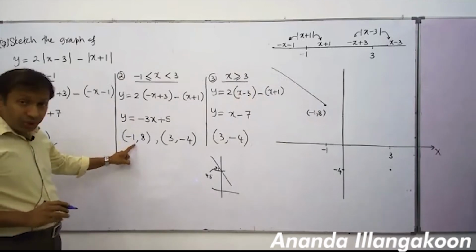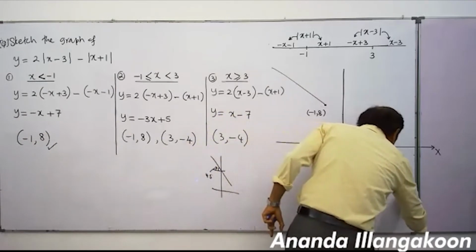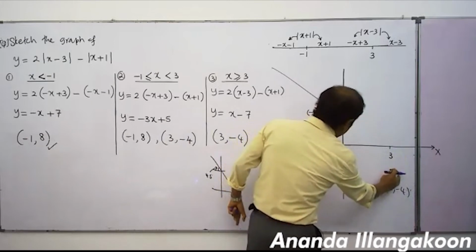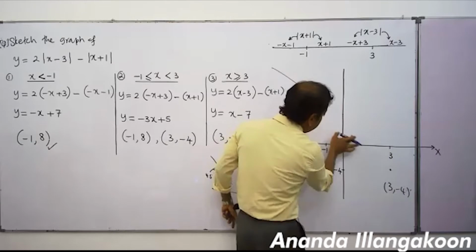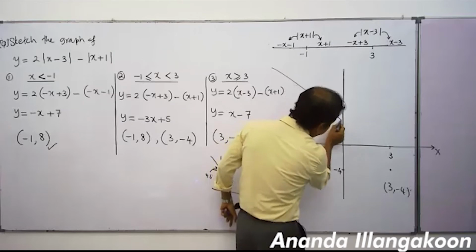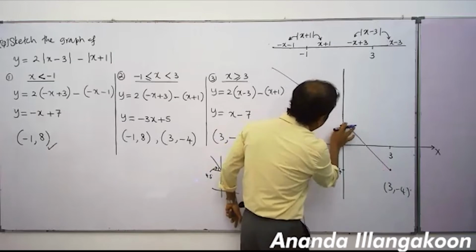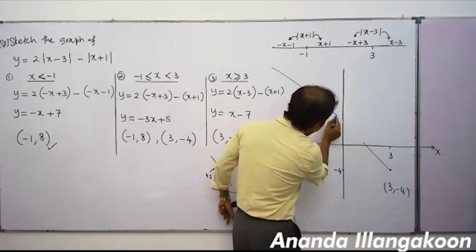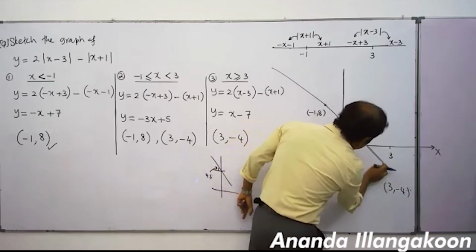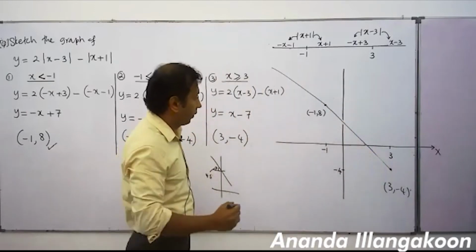Now next one is joining minus 1, 8, and 3, minus 4. Those 2 points we know. The 3, minus 4 point is this. Now we have to join this and this. This point should further be coming this way, no? It is this way. Take approximately a scale and draw. That also we do. Right, no?